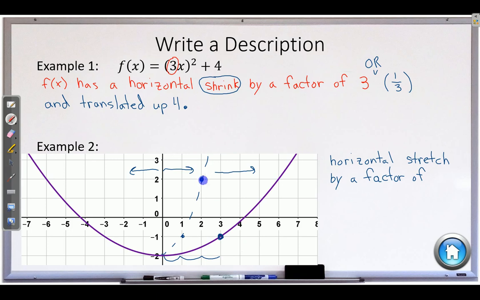And how long does it take you to get up to this point right here? Instead of over 1, it's over another 1, 2, 3. So instead of going over 1 each time, we're having to go over 3. So we are being stretched by a factor of 3. And we, of course, have a translation down by 2. Those are the easy ones.